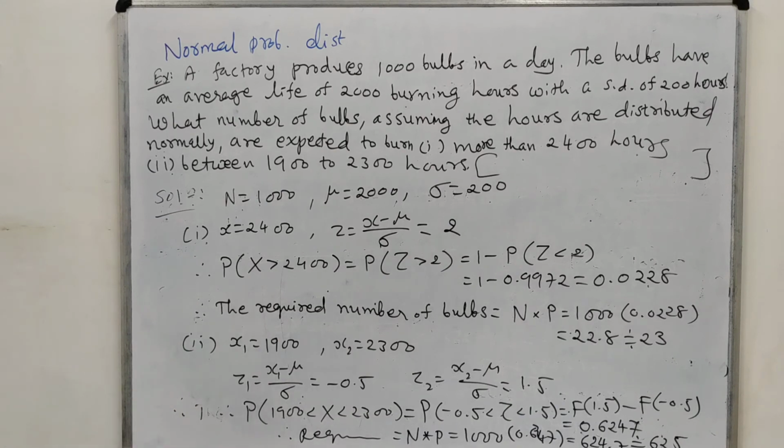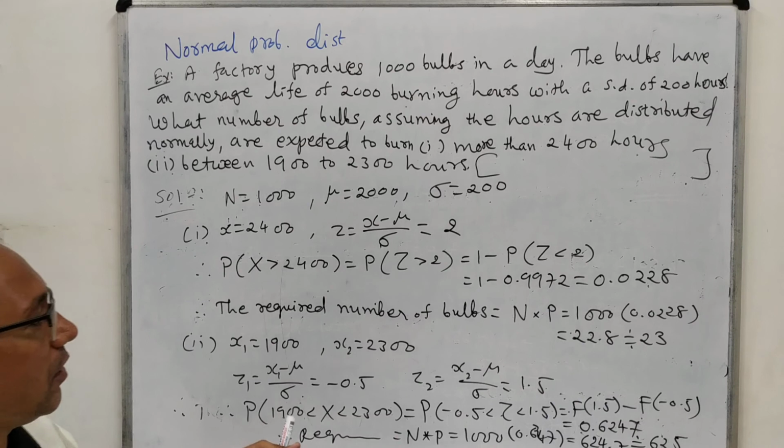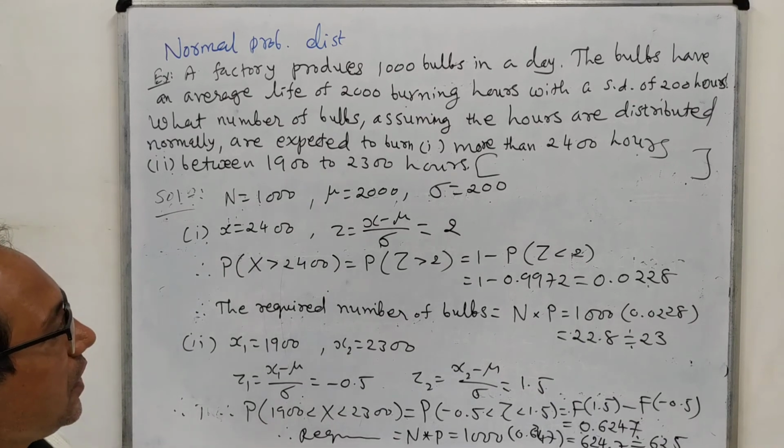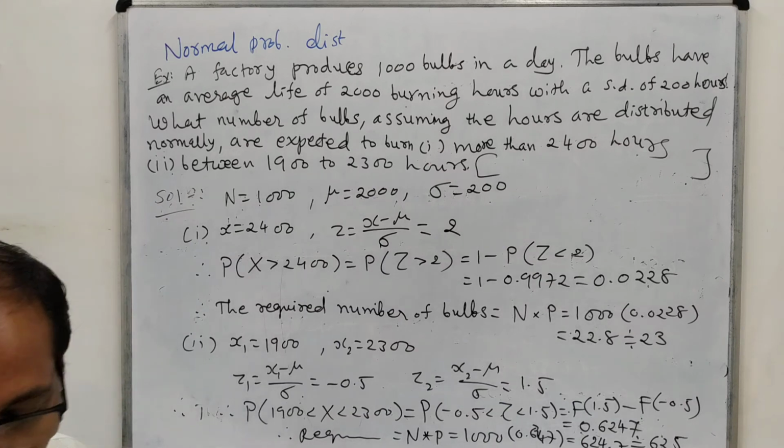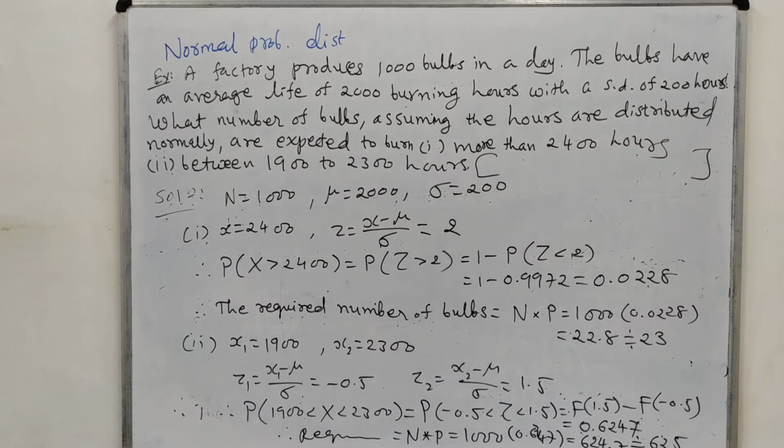So all the distributions have been completed now: binomial distribution, Poisson distribution, and normal probability distribution. If we have time, we will see its revision in the next lectures. Till then, we will stop our work. Okay, thank you.